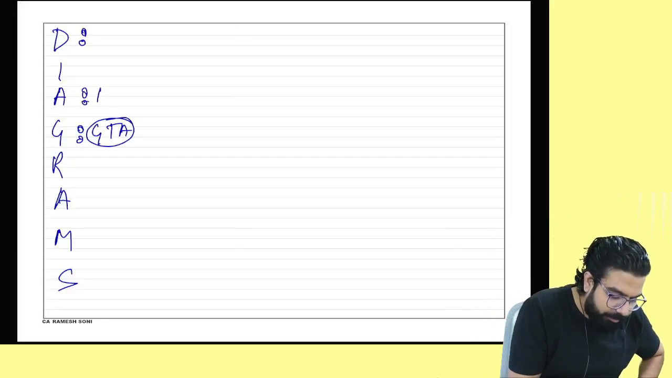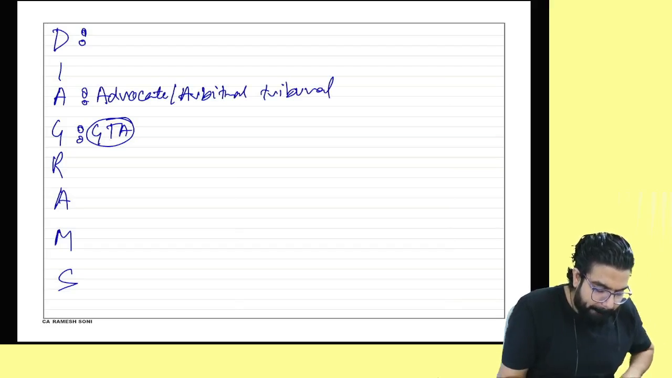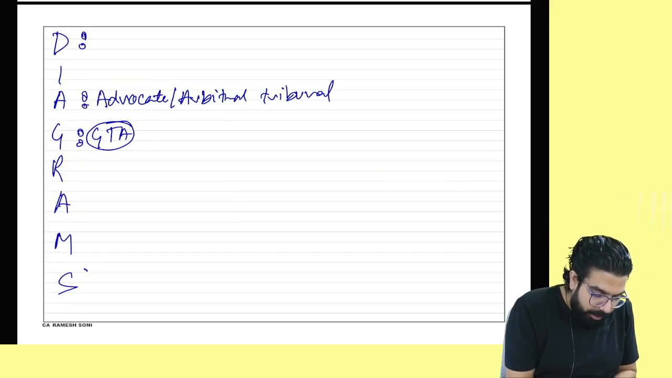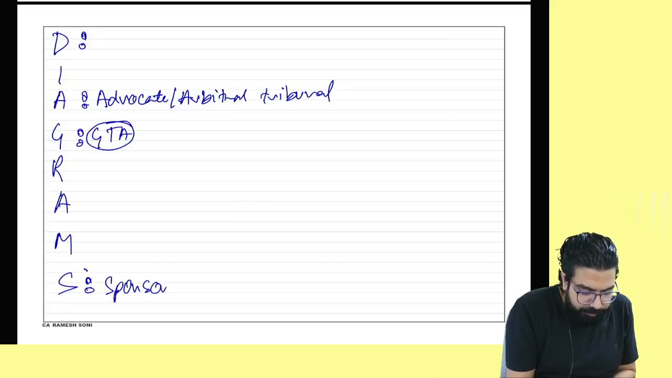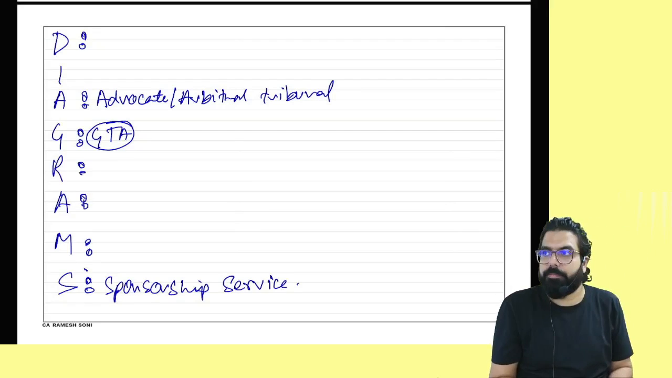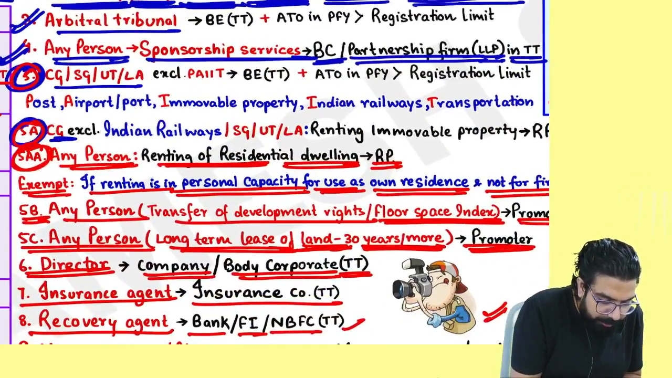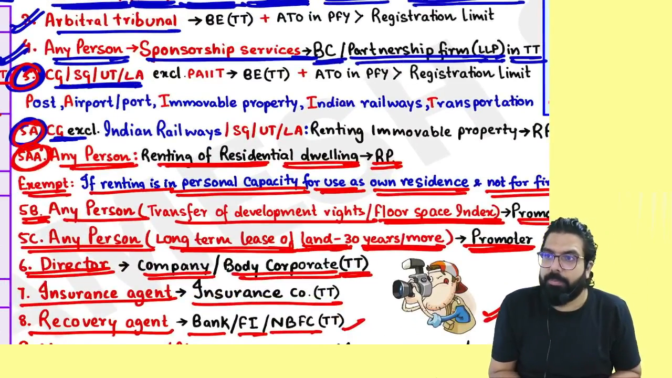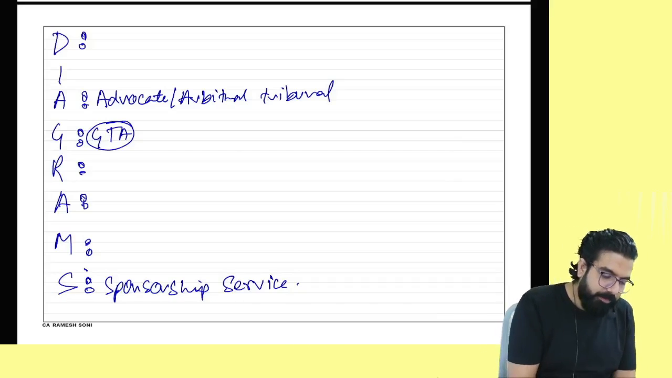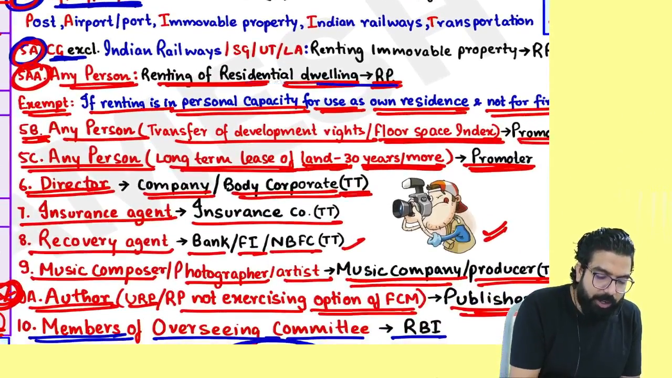The second one is advocate, arbitral tribunal. The next one over here is sponsorship service. After sponsorship service, it is government. This government concept I am yet to teach you. Remember, G for government also over here: central government, state government. Then, renting of residential dwelling.